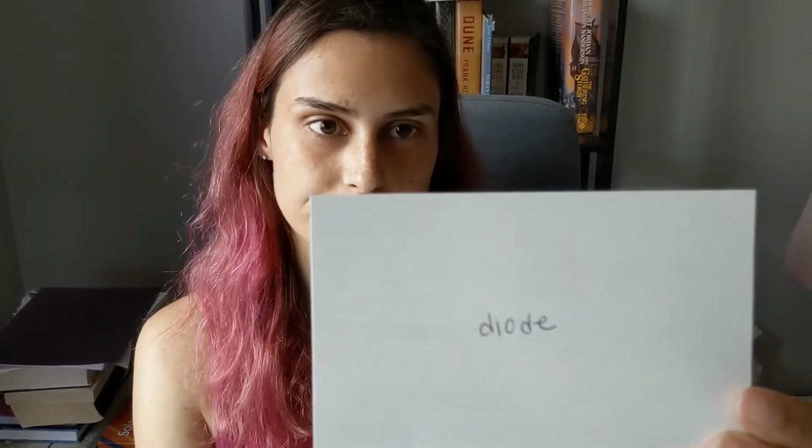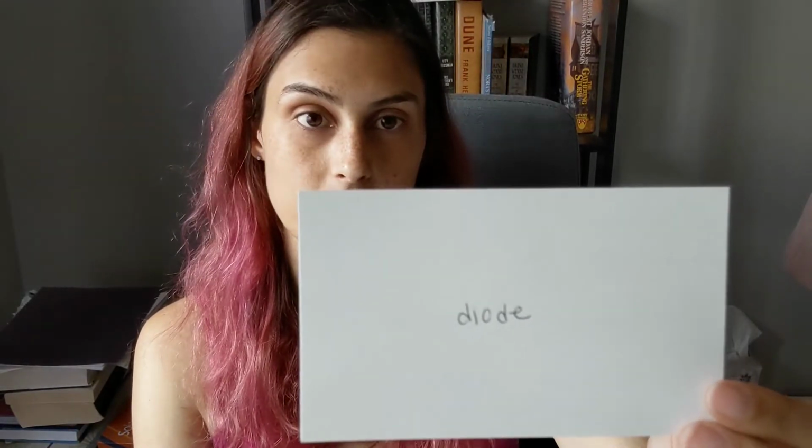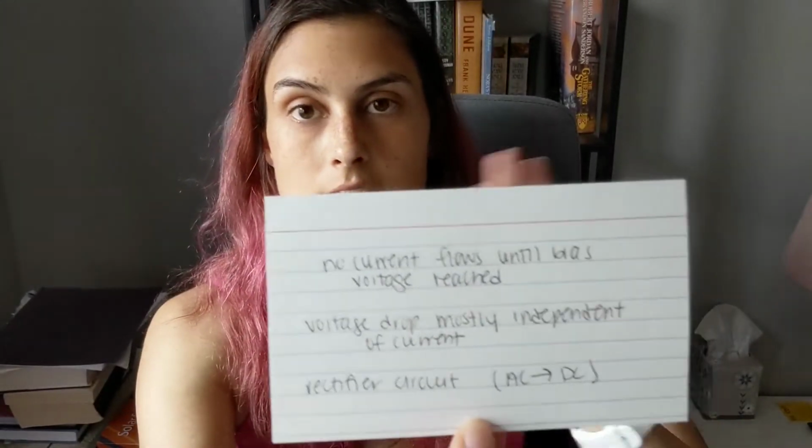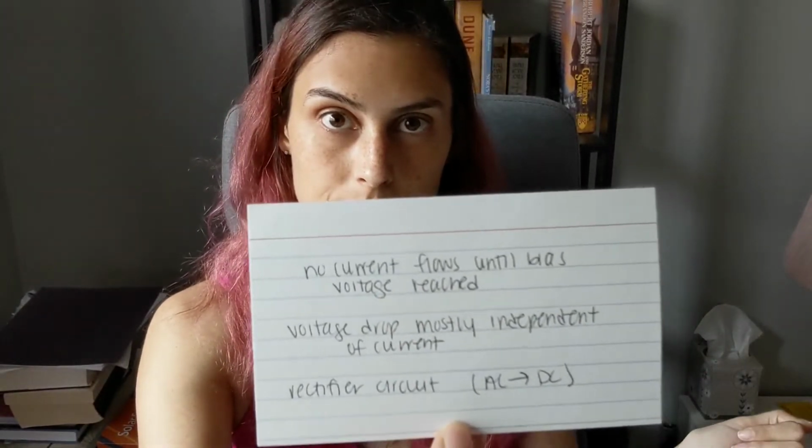A diode. So in a diode, no current flows until the bias voltage is reached. The voltage drop is mostly independent of current, and it's used in part of a rectifier circuit, that is something that goes from AC to DC, alternating to direct current.